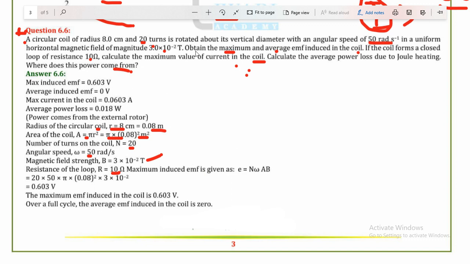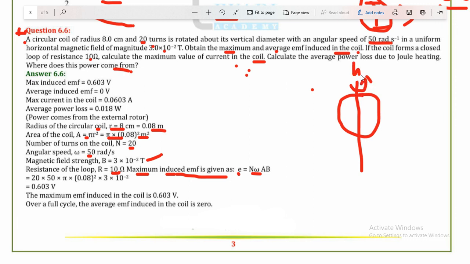So now the question is, obtain the maximum and the average EMF induced in the coil. So student, we know that the maximum induced EMF in the coil is given by E is equal to N omega AB when a coil is rotating in a magnetic field. Suppose this is the axis lying in the plane of the paper, and the coil is rotating about this axis with angular frequency omega, and the magnetic field is perpendicular to this coil. So for this case, the maximum induced EMF is given by N omega AB.